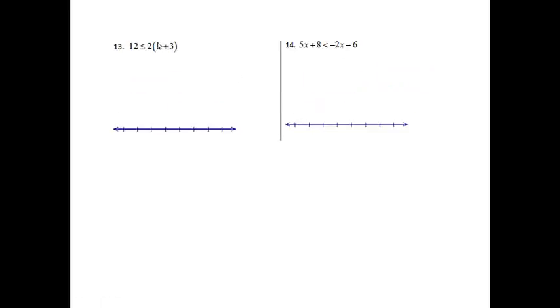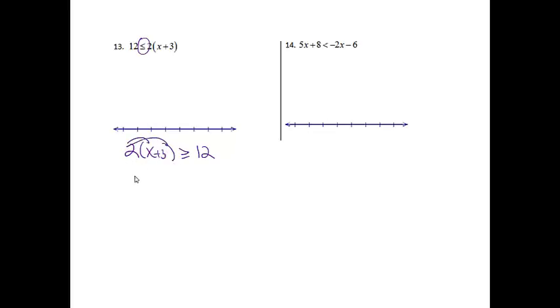Number 13, we have 12 is less than or equal to 2 times the quantity x plus 3. The first thing that I like to do on this one is to rewrite it. So we're going to put 2 quantity x plus 3 on the left side and 12 on the right side, but we also have to switch the way the inequality is going. All right, now we can distribute the 2.